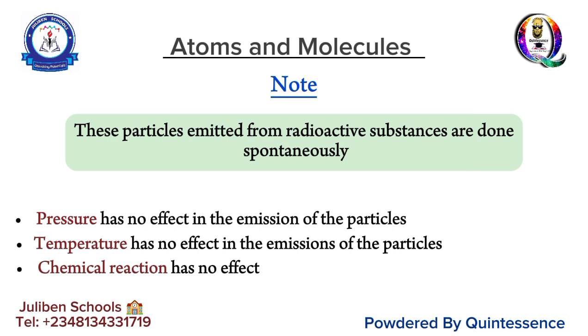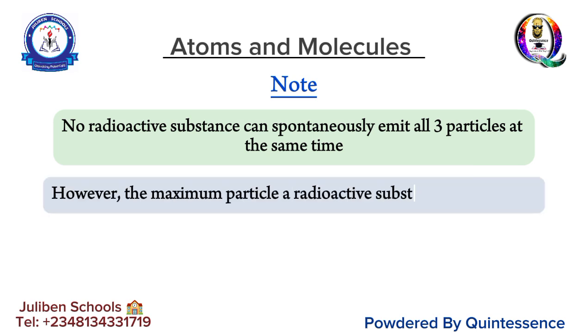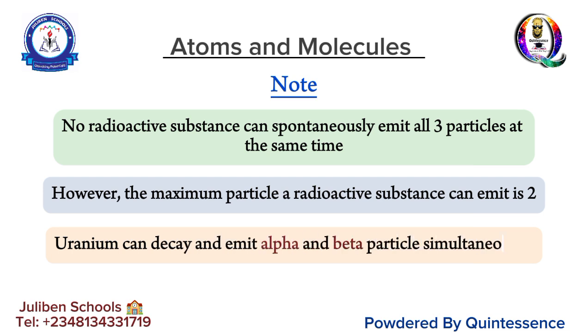And it's important for you to also note that no radioactive substance, I repeat, no radioactive substance has the power to emit all three particles at the same time. The maximum a radioactive substance can emit is 2. Either alpha and beta, or beta and gamma, or any one. The maximum is 2. Uranium, for example, can emit alpha and beta particles simultaneously.